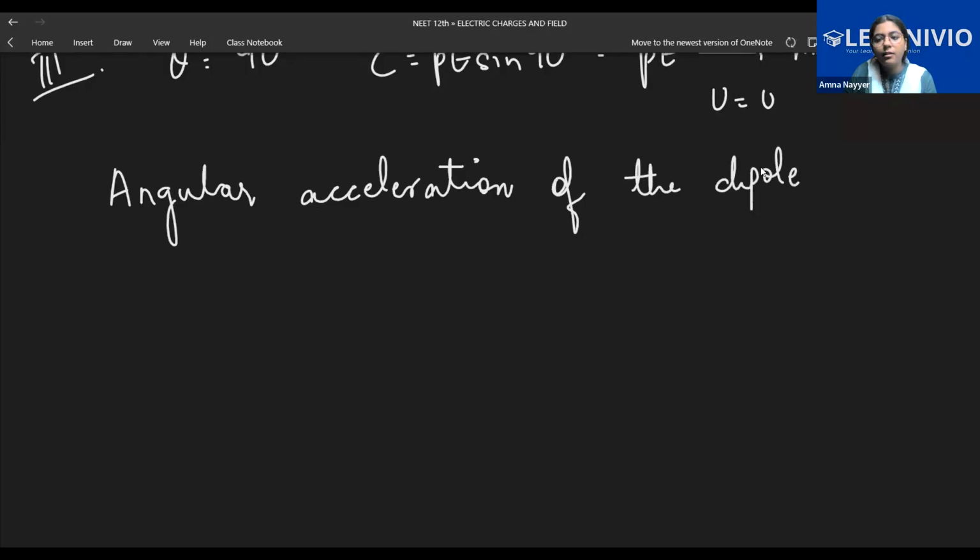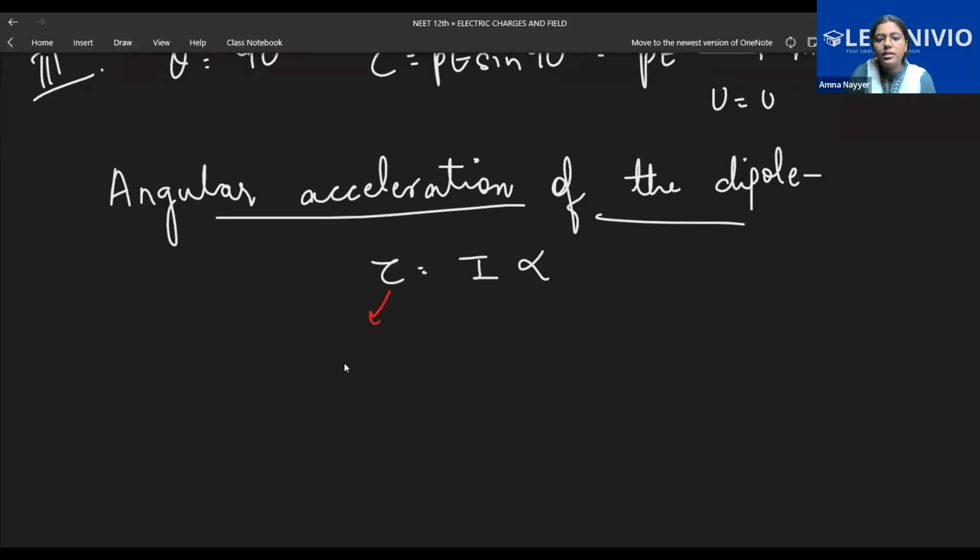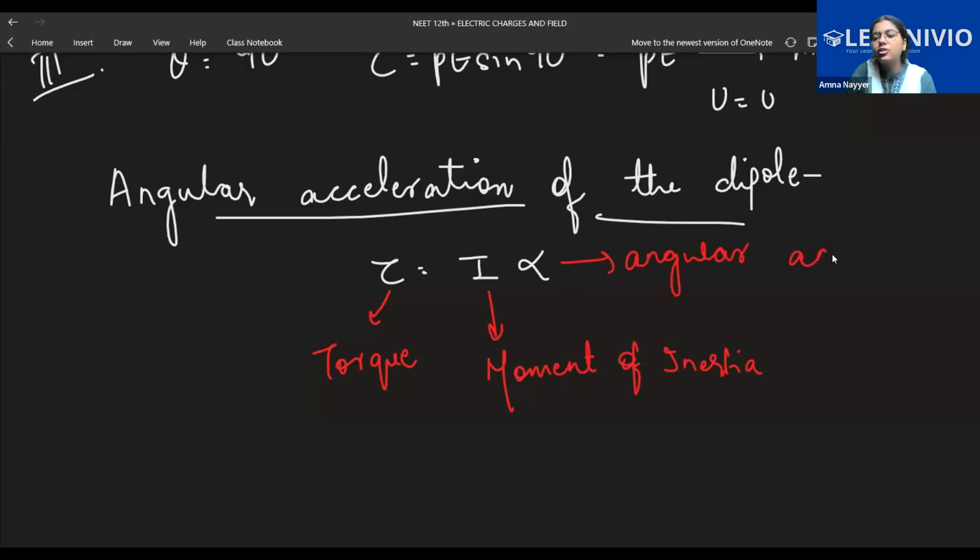If you are asked to calculate the acceleration of the dipole, and in case you forget the formula, try to recall this: tau is I alpha. Now, what are the symbols? Tau is the torque, I is the moment of inertia, and alpha is the angular acceleration. See, this is not tough, but it has to be related with the 11th class portion. Angular acceleration.